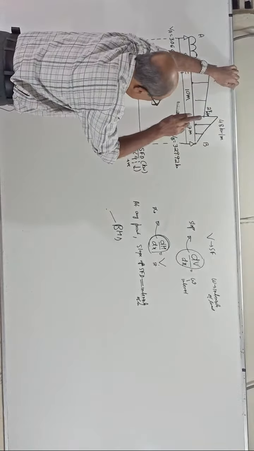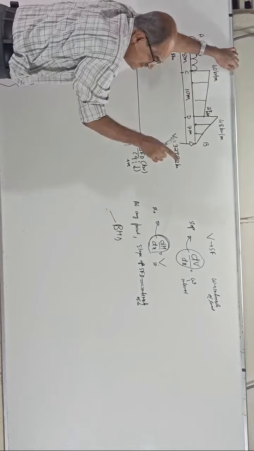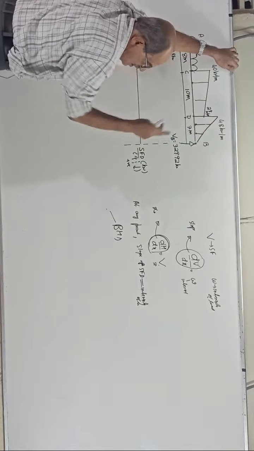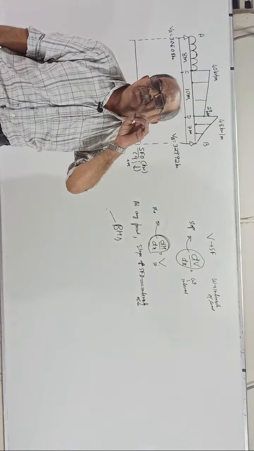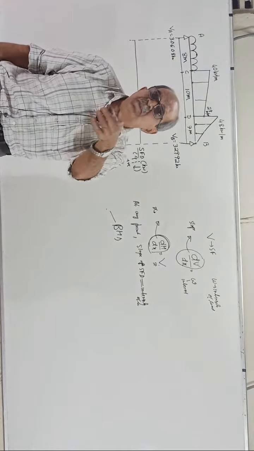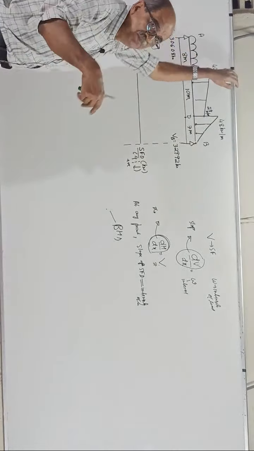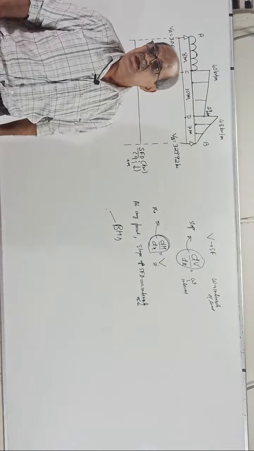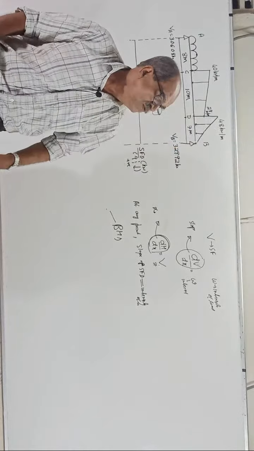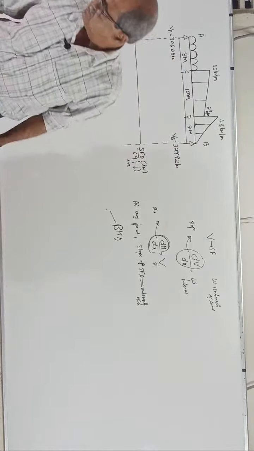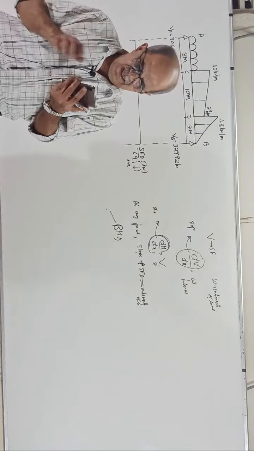So, if you want to decide the type of curve for SFD, see load intensity. For bending moment, see shear force. How intensity of load varies, that way slope of SFD will vary. How shear force varies, that way BM will vary. Full clear now? For shearing force, you have to see intensity of load. For bending moment, you have to see shear force. I told you earlier so many times.